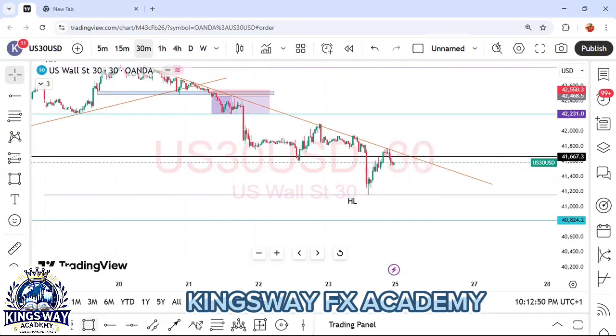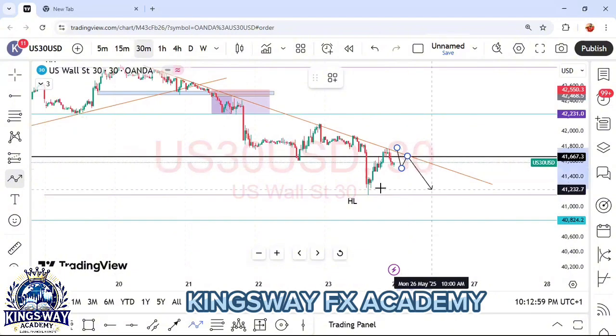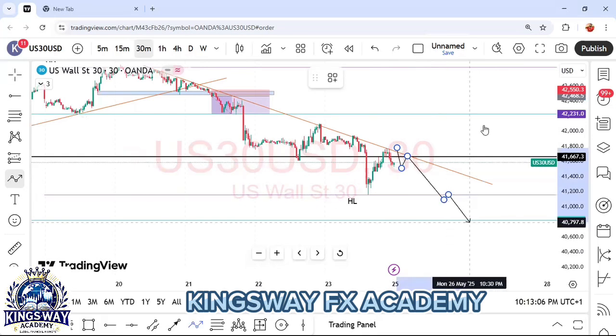So I'll be expecting to go short on this one. Since we've broken, I'll be expecting a retest around this level here. Then my first take profit will be this place. Second take profit is a break and retest of it, then a continuation to the downside.